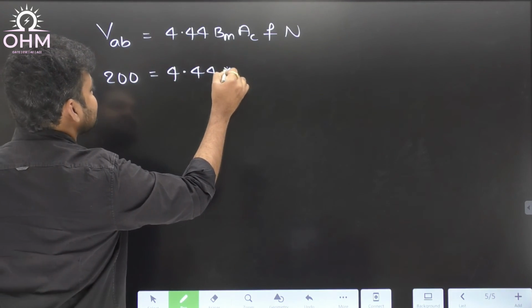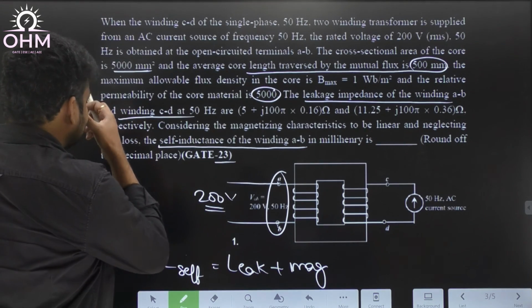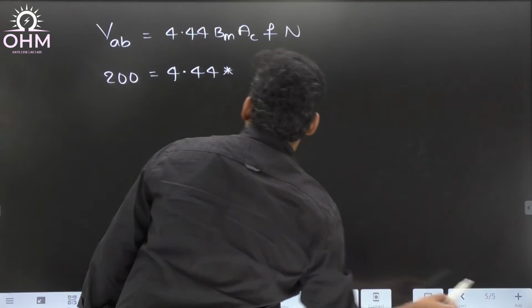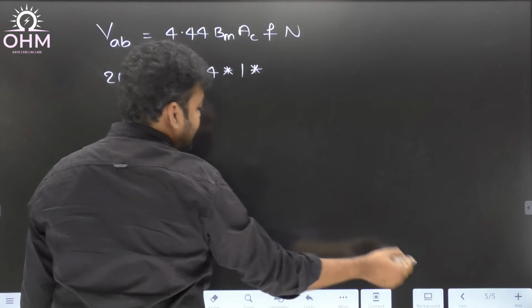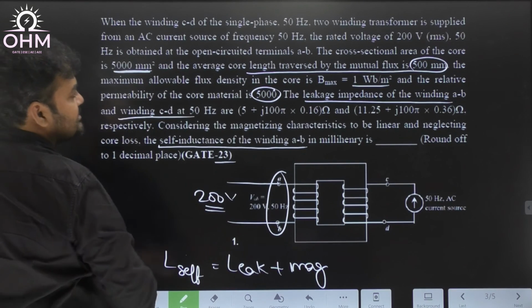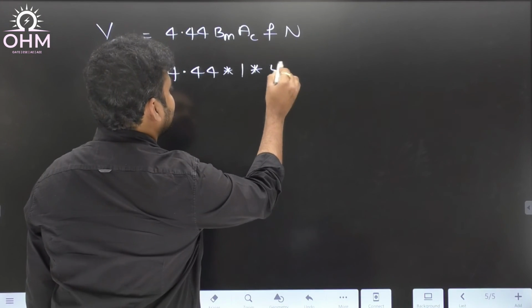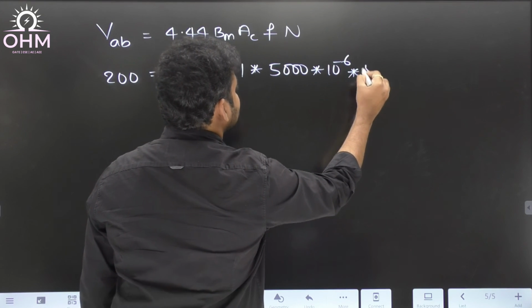4.44. What is the flux density given? If you see, the flux density given is 1 Weber per meter square. Cross sectional area is 5000 mm square, that is 5000 into 10 power minus 6, and frequency is 50 Hz.